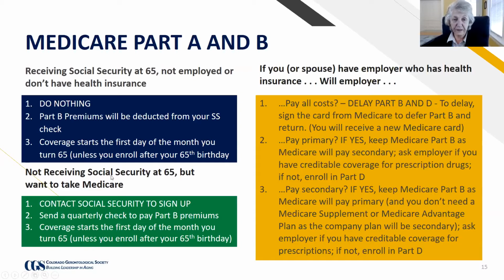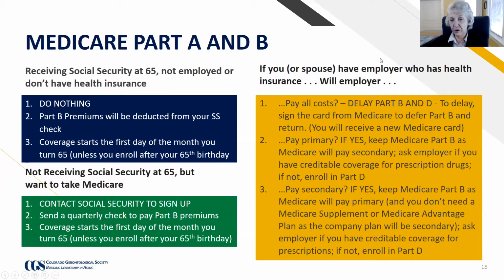If you're not receiving Social Security because you're still working, you want to have the benefit accrue longer, but you want to take Medicare, then you are going to have to enroll in Medicare. You're going to have to sign up at Social Security. You will have to send a quarterly check to cover your Part B premiums, but your coverage will start the first day of the month that you turn 65.